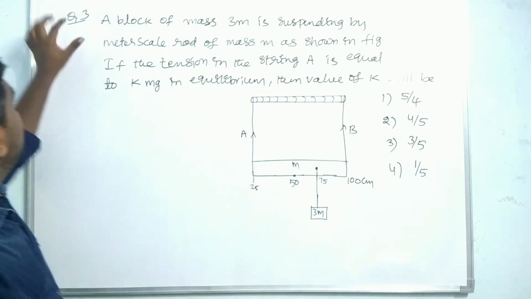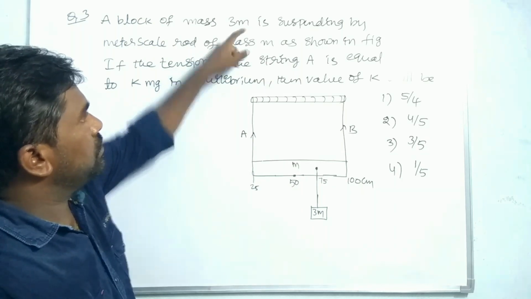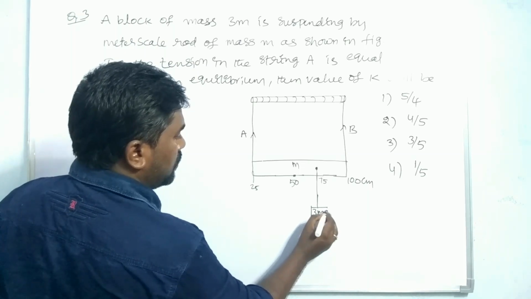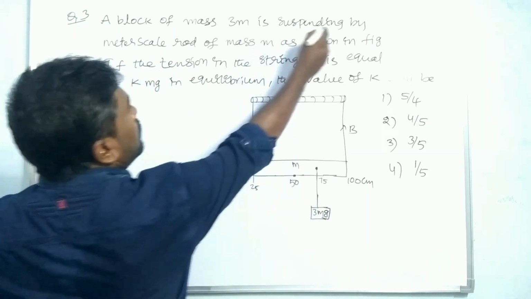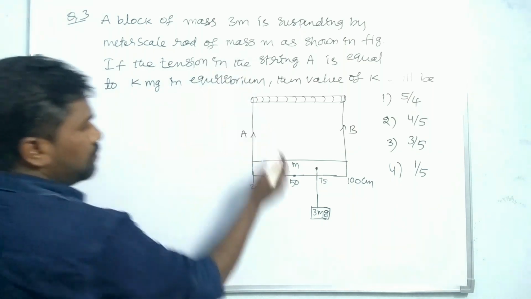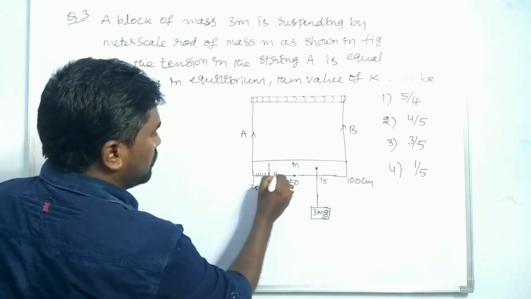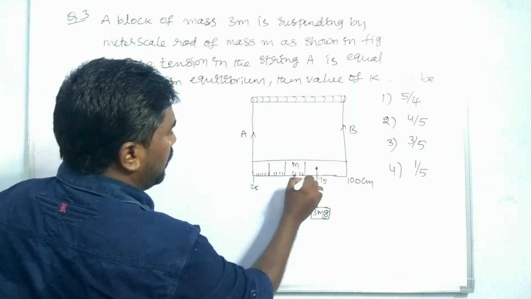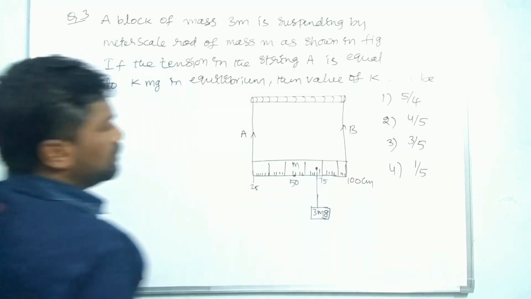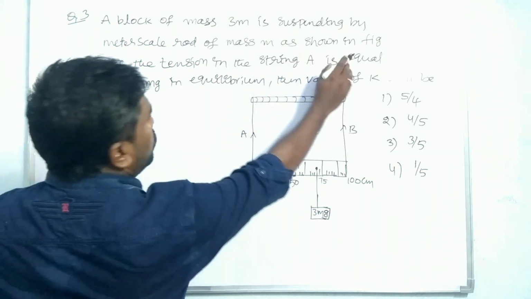Here is the other question, question number 3. A block of mass 3m is suspended by a meter scale rod of mass m. This is the meter scale rod having 100 centimeters, so the mass of the meter scale is m, as shown in the figure.